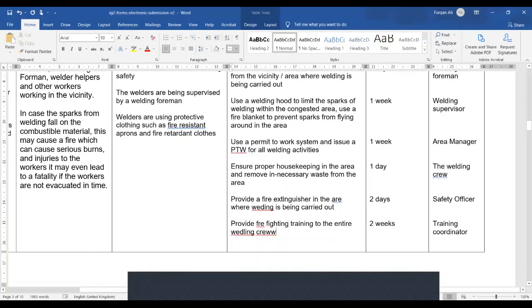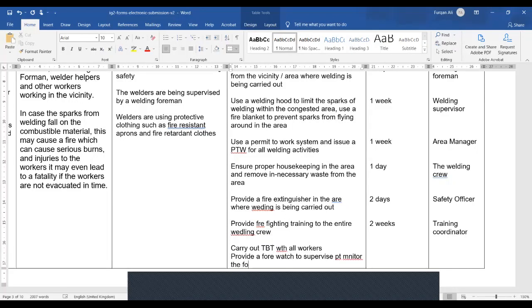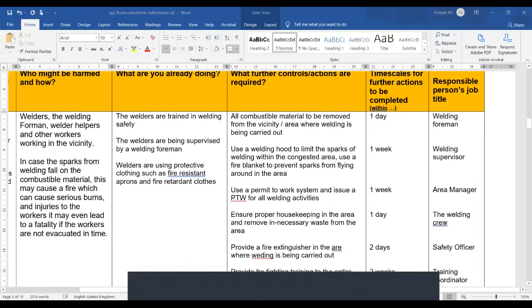And did I mention what else? Did I carry out toolbox talk? So we have almost considered everything. Carry out TBT with all workers. Fire watch. Provide a fire watch to supervise or monitor the hot works. So now you have mentioned all the control measures that are required to manage this activity. Now, by putting in place all these control measures, we have reduced the risk to an acceptable level.